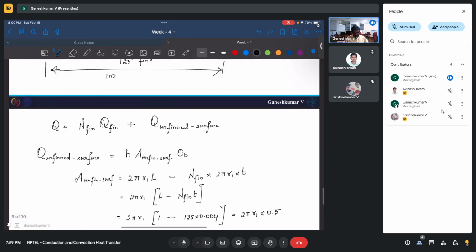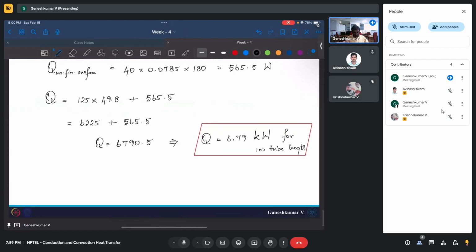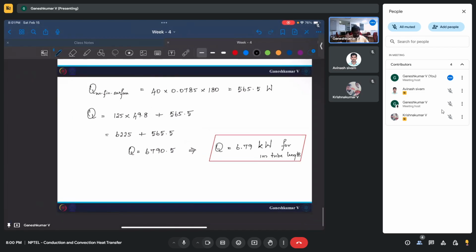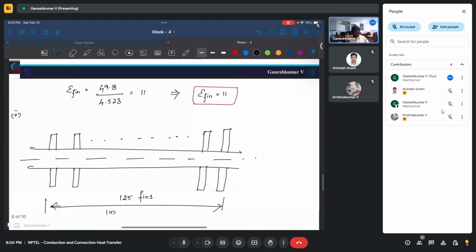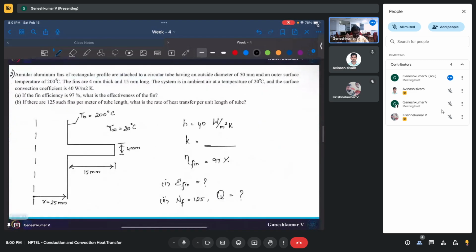If you do not have a fin surface, you are going to have only about 10% of this heat transfer, and that is exactly what the effectiveness says. Effectiveness is 11, which means basically the unfinned surface is going to be 11 times lower than the finned surface, or the heat transfer with fins is going to be roughly 11 times more than when you do not have a fin. So this is the second part that we were asked to calculate in this problem.